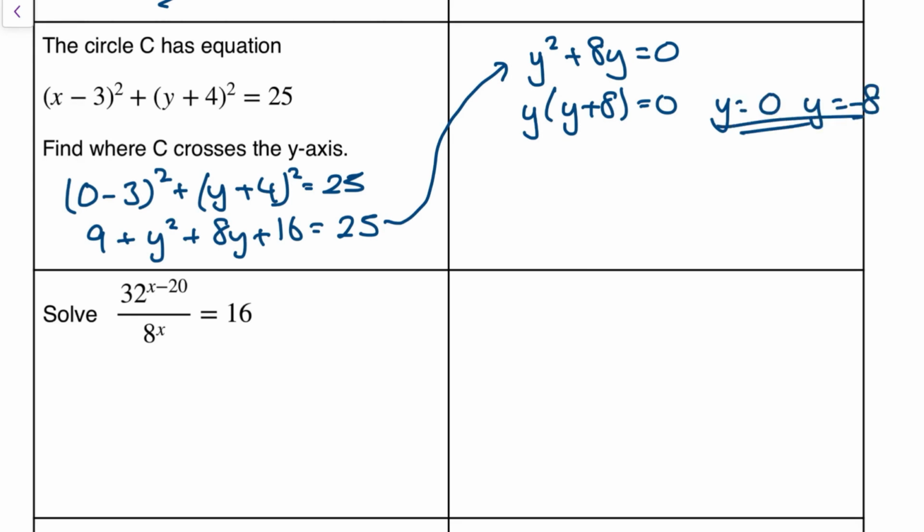And I think that'll probably be okay because it doesn't say coordinates. But if it did say coordinates, of course, it's going to be 0, 0, goes to the origin, or 0, minus 8. And that is question done.